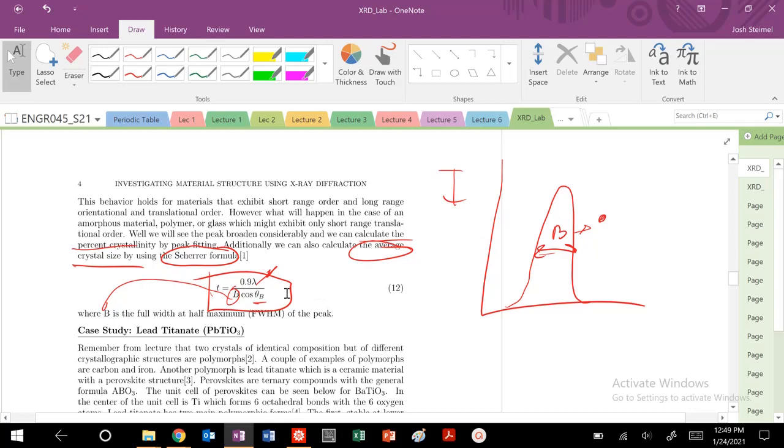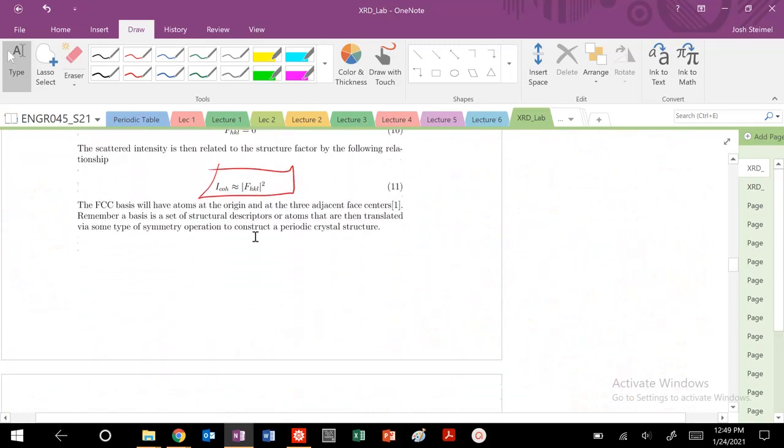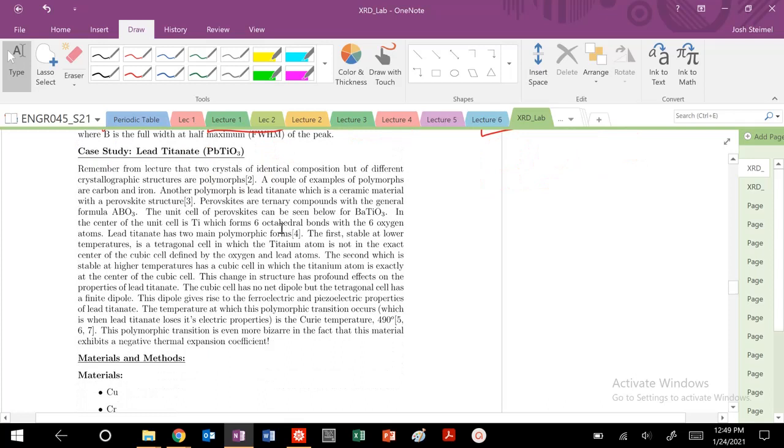You're going to do that for the first peak that you see in your X-ray diffraction plot for the metals. So be sure to do that, and again, you can look at the example that comes along with it. And finally, we are going to do a case study of lead titanate. Lead titanate is a very interesting material. It is a polymorph. Carbon and iron are polymorphs. Carbon can be in multiple structures. Carbon can be a diamond structure. It can also be graphite.